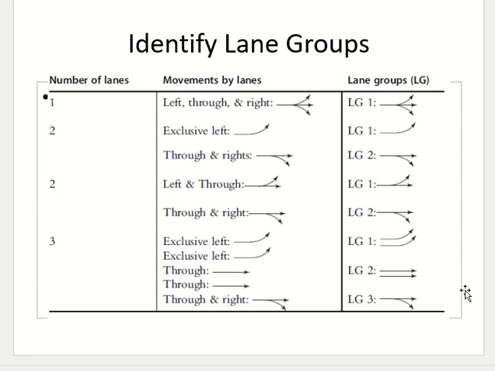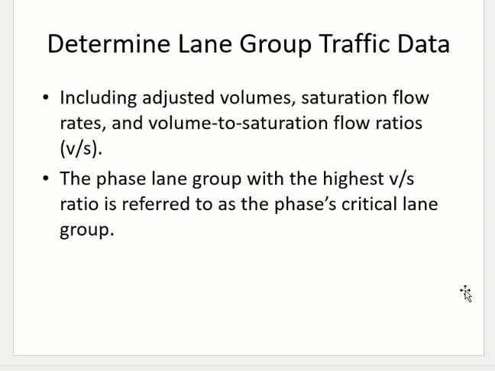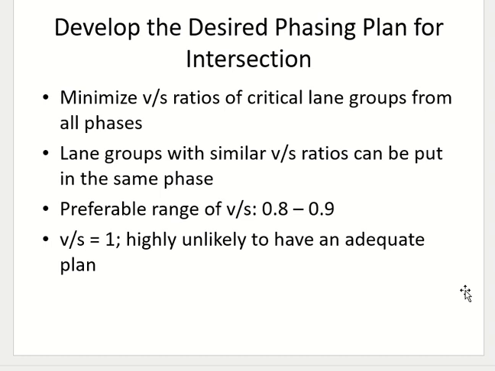Lane groups, we discussed this. So they are saying now for each lane group, find out the volume to saturation flow rate ratio. Then develop the phasing plan to minimize the summation of volume to saturation flow rate ratio.